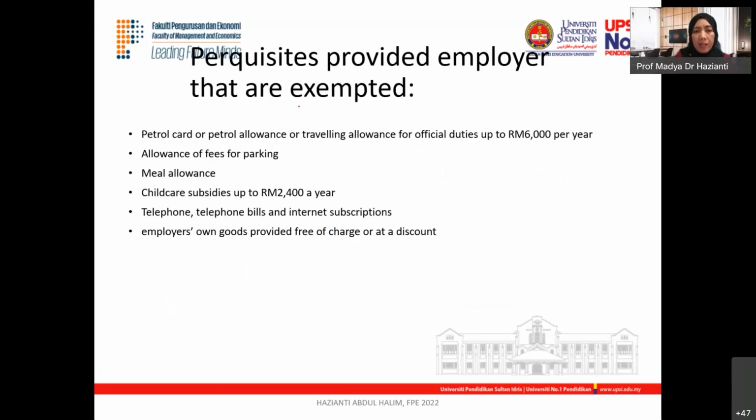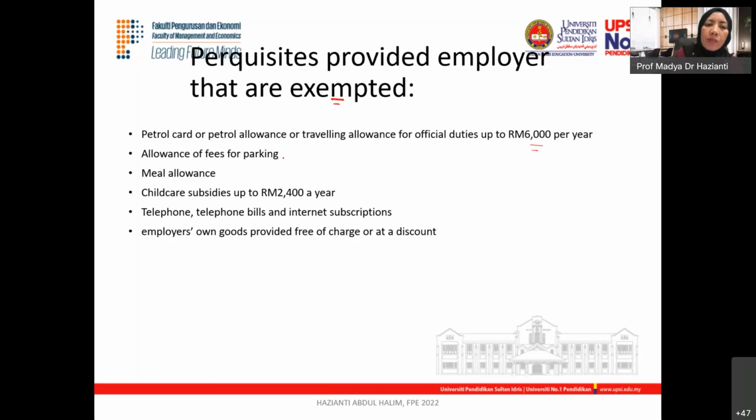Exempted. Okay, you receive it but don't need to pay tax. Exempted means it's not taxable. You don't have to pay taxes. Petrol card or petrol allowance or travelling allowance for official duties up to 6,000 per year. Remember, for travelling allowance, the cap is 6,000. If you get 10,000, minus 6,000, the balance must be taxed. If you get 2,000 or 3,000, not taxable, because it doesn't reach 6,000.